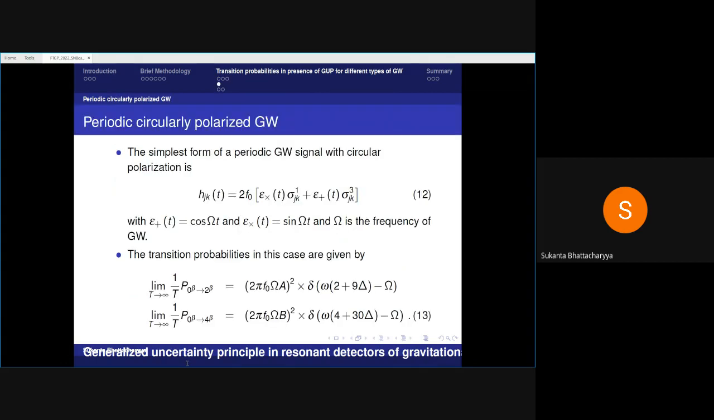Now, we consider the periodic circularly polarized GOF, gravitational wave. The simple form of a periodic GOF signal with circular polarization is given by equation 12. And the transition probabilities in this case are given by equation 13. The above result shows that all the findings for the linearly polarized GOF previously also hold in the case of circularly polarized GOF.